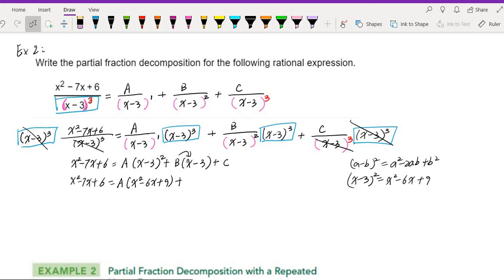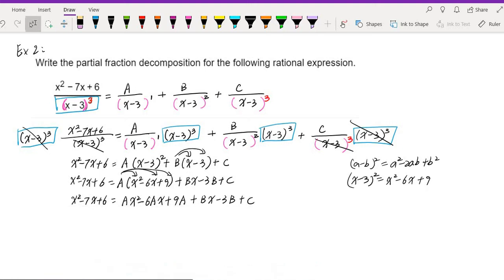And the next term, we're going to do a distribution. That will be bx − 3b + c. And now we're going to do distribution here. Again, we'll leave the left side alone. We don't do anything. And then that will be ax² − 6ax + 9a + bx − 3b + c. Okay? Again, take your time and be patient.